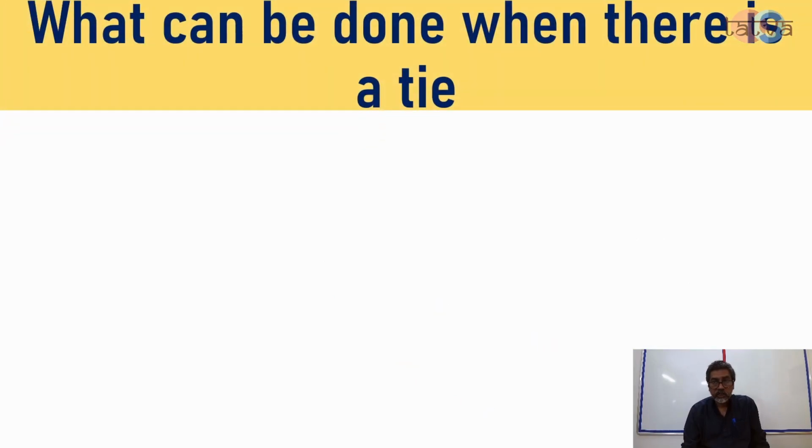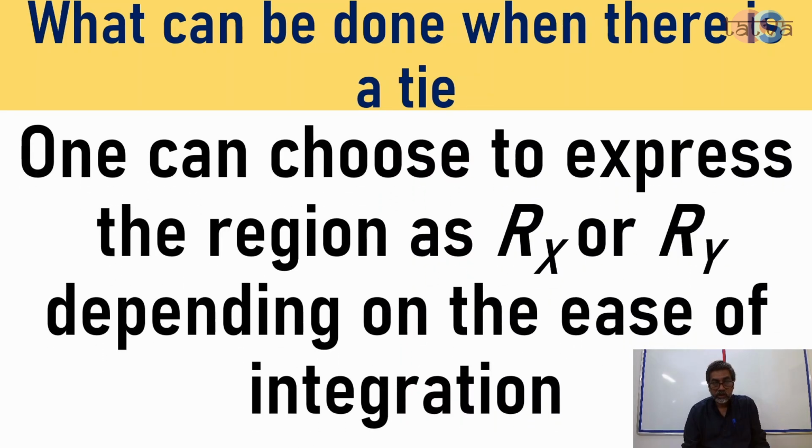Suppose the region is both Rx and Ry. Then we say it's a tie. So how do we resolve this tie? The choice is yours. You can do anything you want. You can choose to express the region as Rx or Ry, but choose that one which will make the process of integration easy. So don't get fixed that I want to express everything as Rx. The problem may look simpler if you put it as Ry or vice versa.